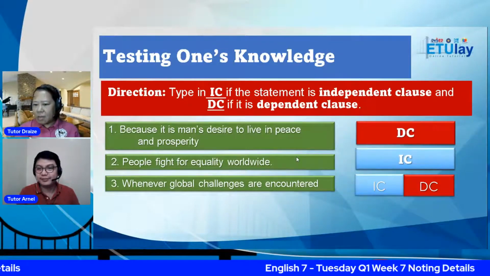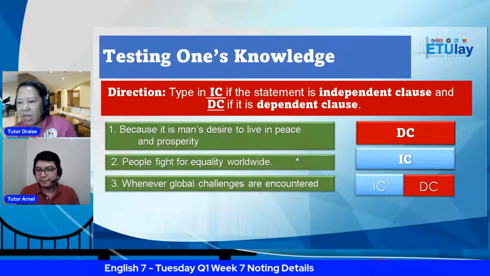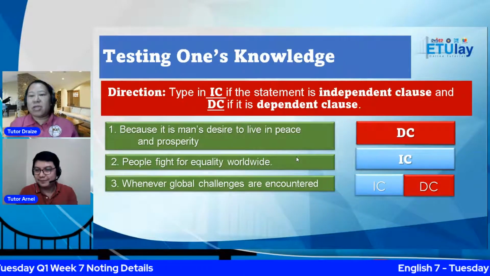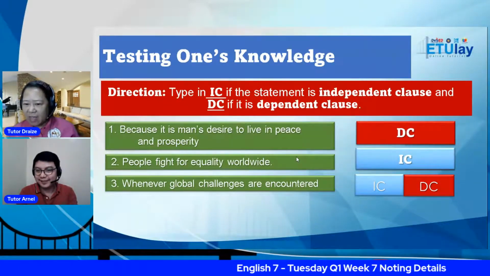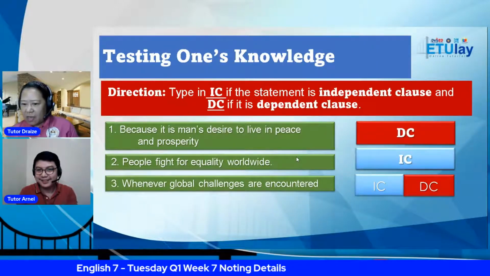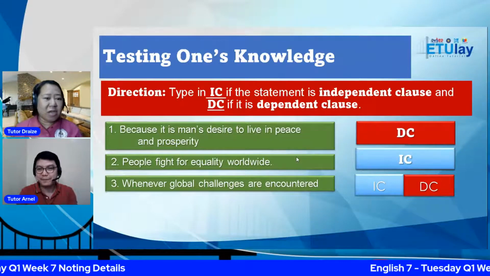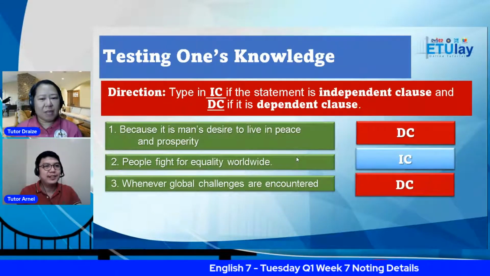Okay, let us wait. So, good afternoon also, Karen Dave Palomar from Seven Walnut, and her teacher is Ma'am Celerina T. Ferrer. Okay, Krisha, number three is DC. Same with Clara and Althea and Angela and Eunice. It's a DC.